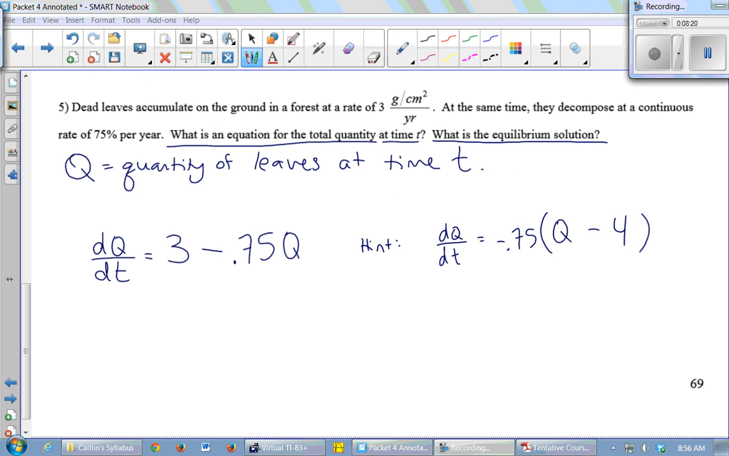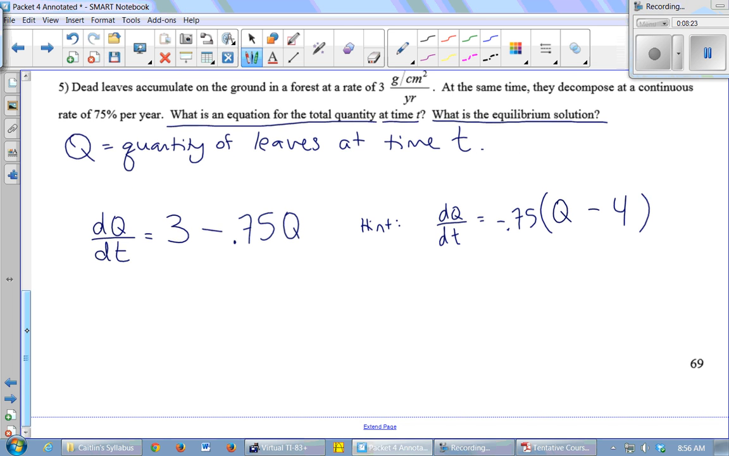Okay, so my hint was to factor out the negative 0.75. You do not have to. It just makes the integration piece a little bit easier when you get there. So if I'm going to separate this so that all my Q's go together and all my non-Q's, my t's go on the other side, I'm going to divide both sides by Q minus 4 and multiply both sides by dt. And then I can take the integral of both sides.